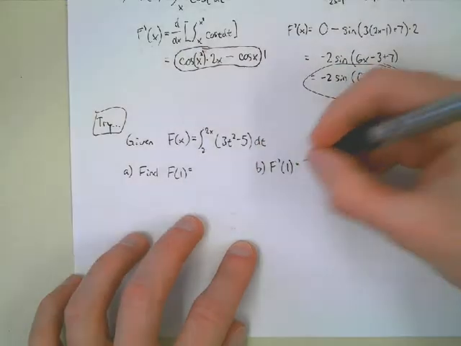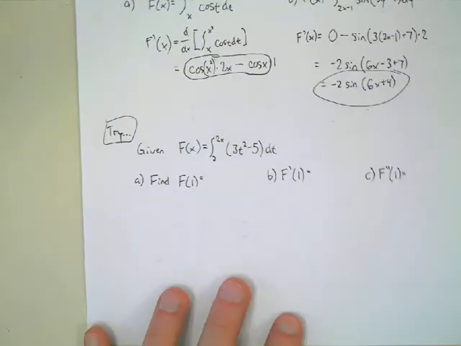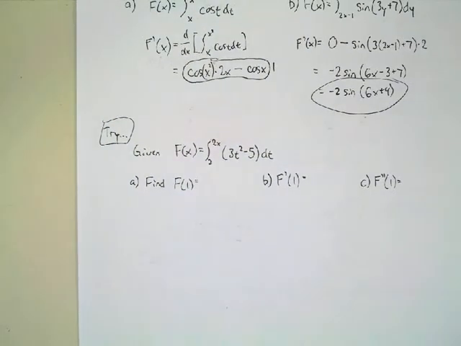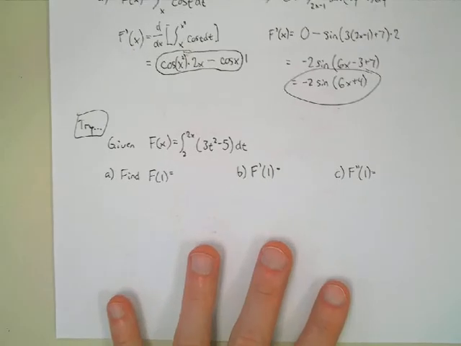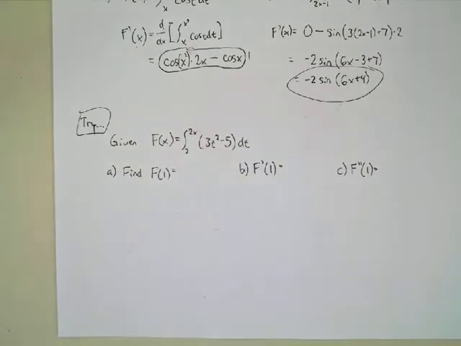You may not be using the second fundamental theorem of calculus for all 3 of these. Hint, hint. So really think about what you're being asked to do here. For this first one, f of 1, think about what you're being asked to do there. Then f prime of 1, there we're now taking a derivative. Think about what that means. And then letter C, we're asked to find the second derivative there. So again, think about what that means. All right, I'll come around and help as necessary here.